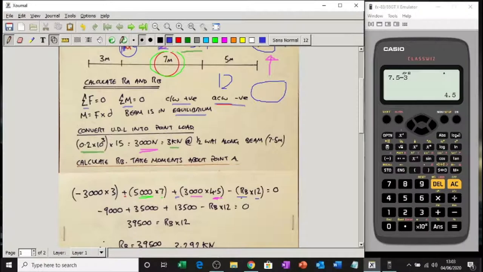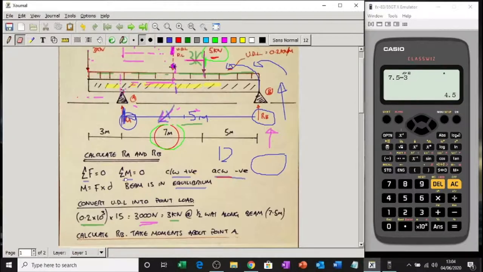So that's the force. RB times 12, I put a negative in front of it because it's anti-clockwise. You could do plus there and put a minus there, but we put a minus there anyway because it's anti-clockwise. It saves you mucking about a bit. So it's going anti-clockwise, just like that one's going anti-clockwise. All that has got to equal zero because the beam is in equilibrium.